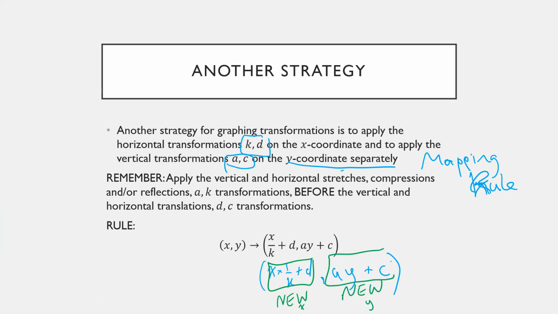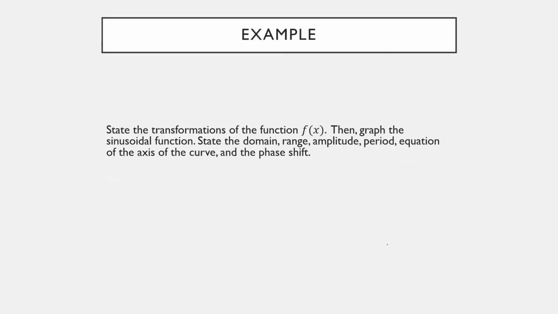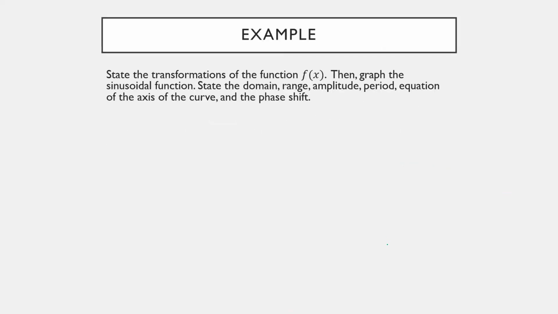Okay, hopefully that makes sense so far. Again, I'm not going to go over the mapping rule because we've talked about that already. I think most of you are familiar with it. But instead of transforming each of the points step by step, we can actually just apply the mapping rule and get straight to the final answer there. So let's look at an example where we use this shortcut.